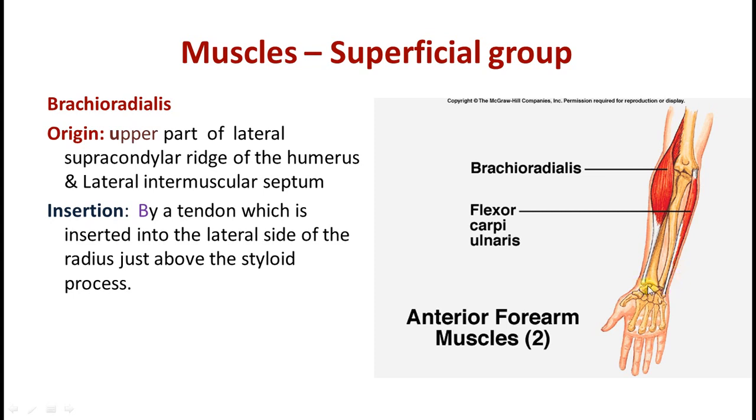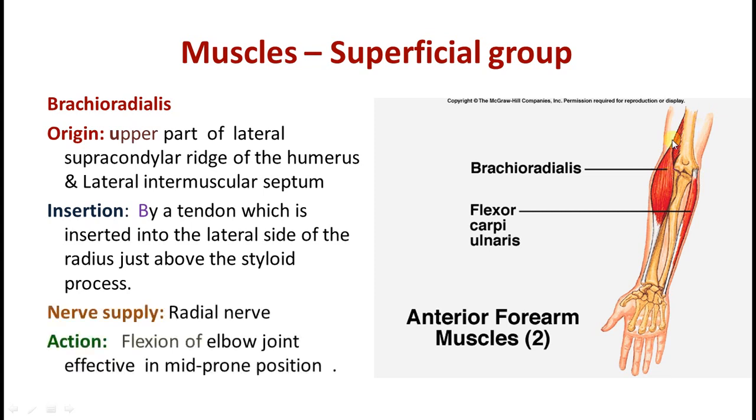So this is your styloid process. You see here, just above the styloid process. This muscle is a flexor muscle. Yes, I told you it is a weak flexor. It is mainly responsible for the flexion of the elbow joint and most effective in the mid-prone position.